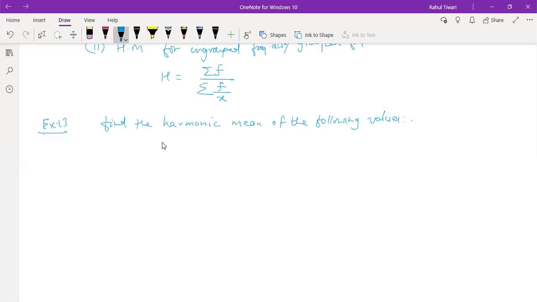So let's take down the data. 25.3, 28.7, 30.0, 29.2. And the second data: 30 to 40. Okay, let me write the class intervals.